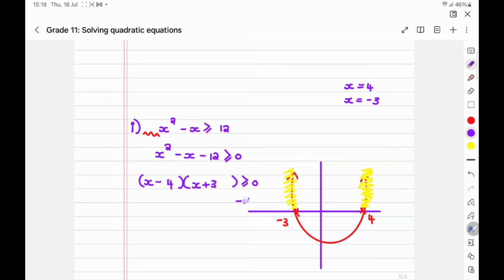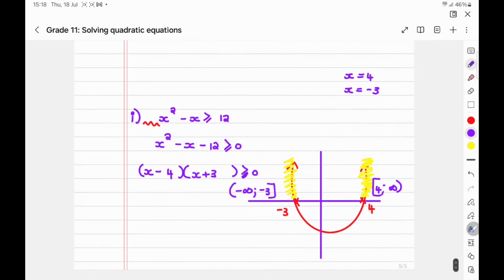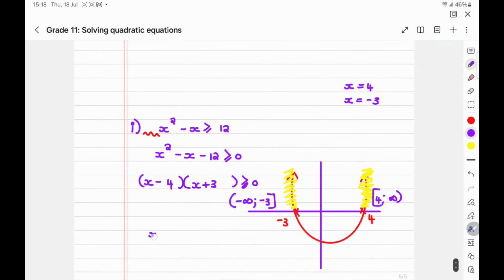So it's going to come in from -infinity all the way to -3, or from 4 all the way to infinity. Do I include infinity anywhere? No. Do I include the -3 and the 4? Yes, I do, because of that little stripey line underneath there. Okay, so there's your answer. So x is either an element from -infinity all the way to -3, or x is an element from 4 all the way to infinity.